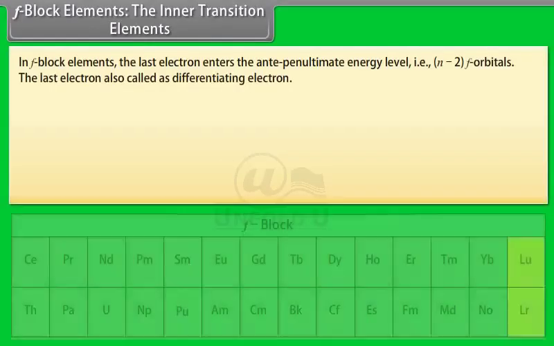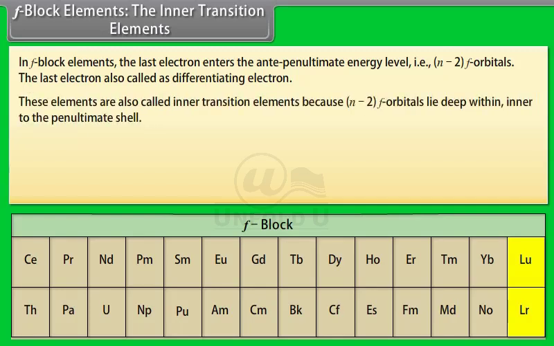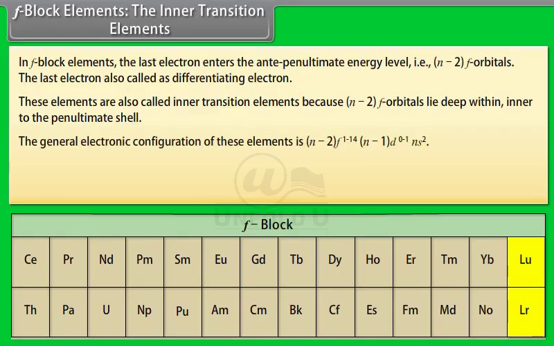F-block elements, the inner transition elements. In F-block elements, the last electron enters the antepenultimate energy level, that is the (n-2) f orbitals, where n can be 6 or 7. The last electron is also called the differentiating electron. These elements are also called inner transition elements because (n-2) f orbitals lie deep within, inner to the penultimate shell. The general electronic configuration of these elements is (n-2) f1 to 14, (n-1) d0 to 1, ns2.